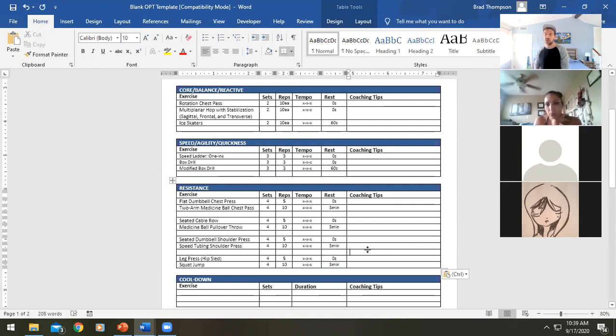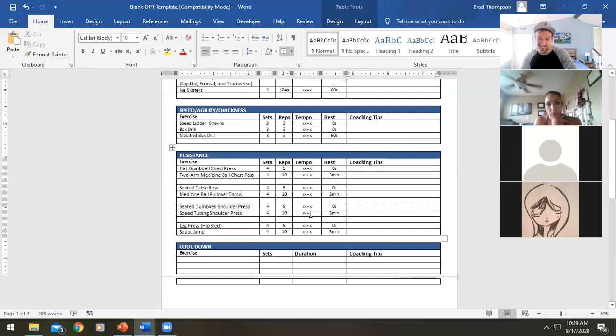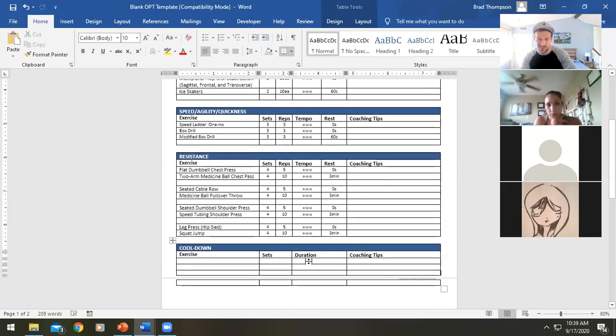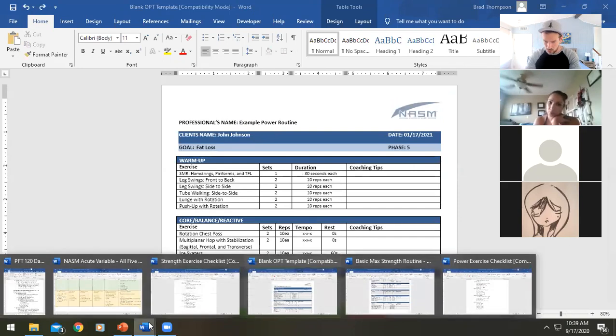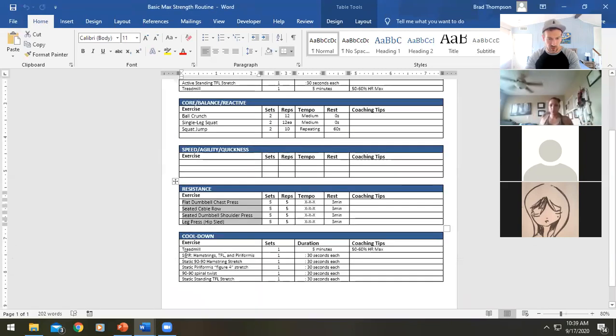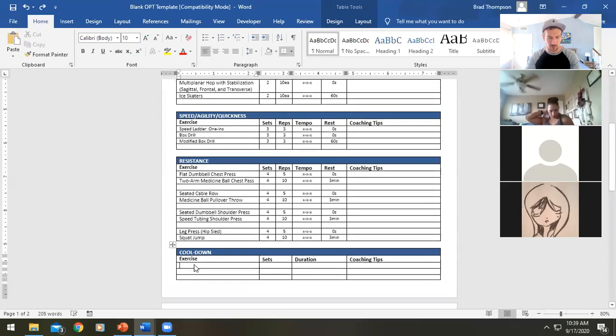There we go. There's your contrast set workout. This is going to be a long workout. Honestly, probably too long. But we need to steal our cool down from all of our other routines. So I'm going to copy that and paste it there.